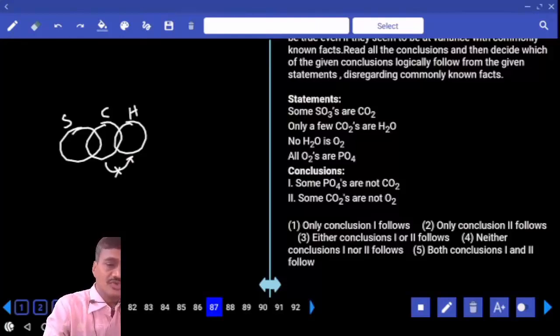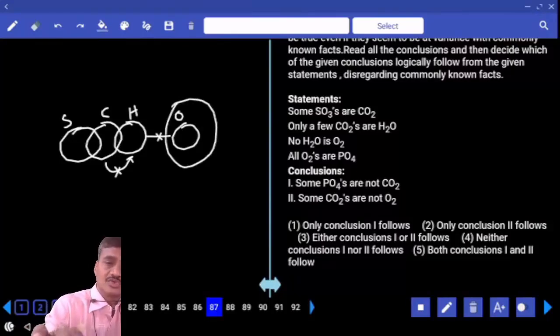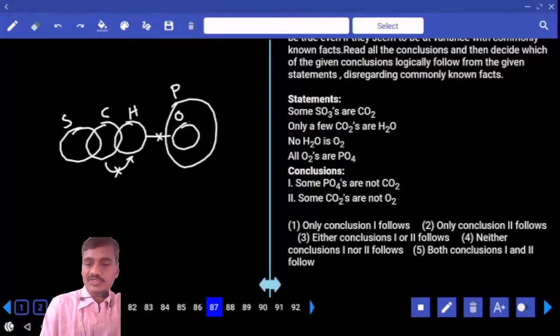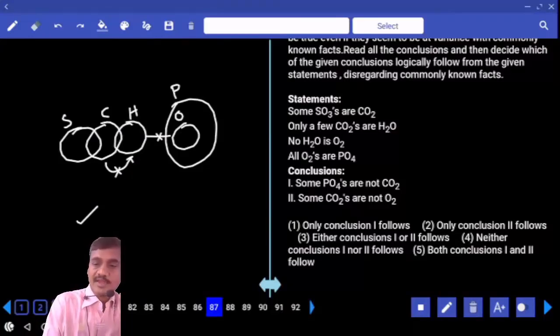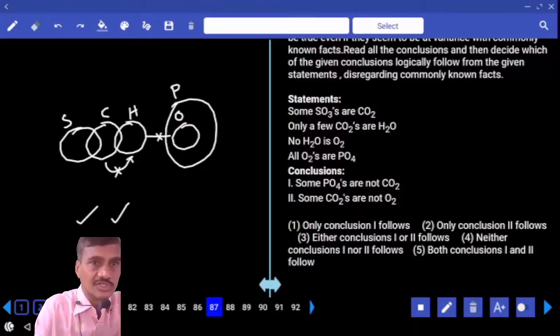And no H2O is O2. No H2O is O2, this is O2. And all O2s are POs. And all these O2s are what? PO4. And some PO4s are not CO2. And as of now, no PO4 is CO4, that is definitely true. Some not is also true. And next one, some CO2s are not O2s. No CO2 is O2, some CO2s are not O2s is also true.